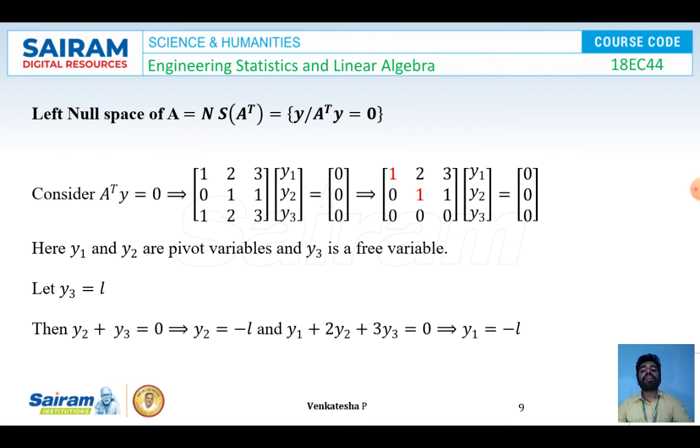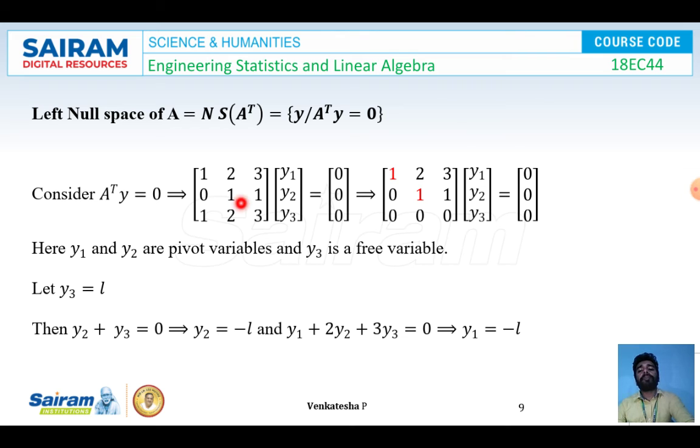Next one is the left null space of A. It is given by the null space of A transpose. The formula is y such that A transpose y is equal to 0. To solve this one, I am taking the matrix A transpose y is equal to 0. So A transpose is 1, 2, 3, 0, 1, 1, 1, 2, 3, and the Y column matrix is y1, y2, y3 is equal to 0, 0, 0.